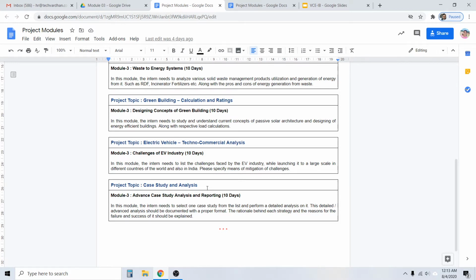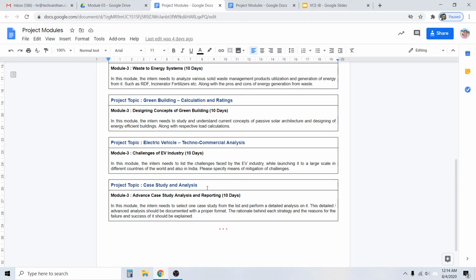Now next is electrical vehicle techno-commercial analysis. In this module, you need to go through the challenges of EV industry. What are the challenges that electric vehicle industry is facing? So whenever somebody says industry, it doesn't mean that industry means only the manufacturers. Industry includes the manufacturers, the government agencies and the consumer as well. Everything included is called industry.